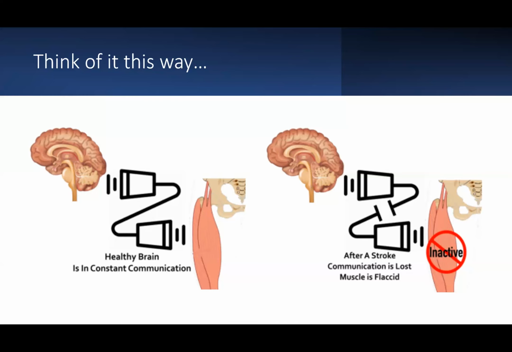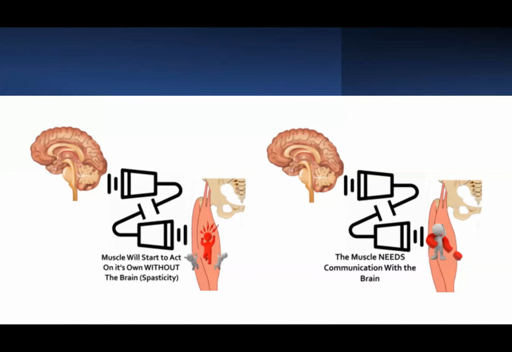They're just pretty much turned off too much. So then the muscle will start to act out on its own without the brain, and that's where we get spasticity. The brain's not telling the muscles what to do, and the muscles need something telling them what to do. They need to be controlled because our muscles don't have a mind of their own, and so they just go haywire.